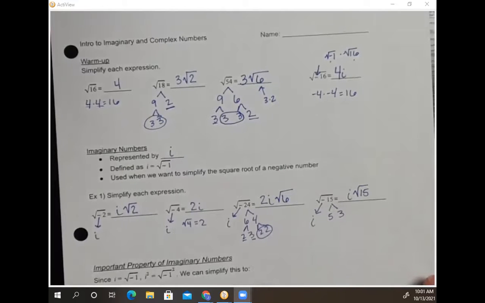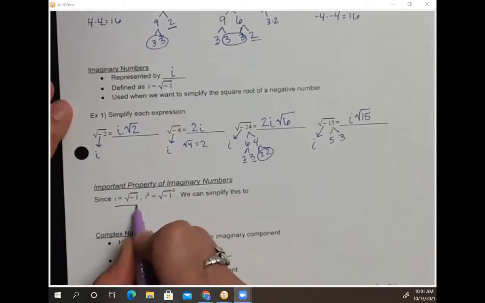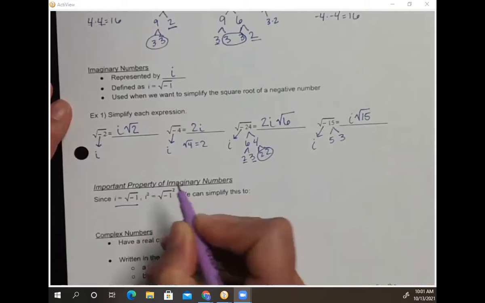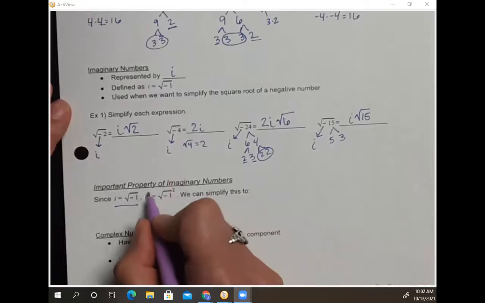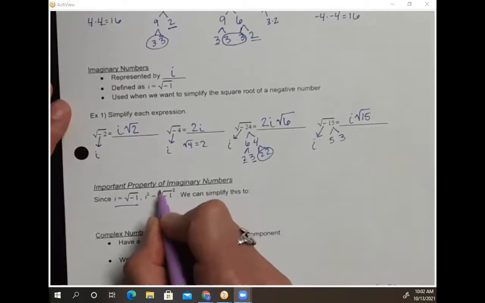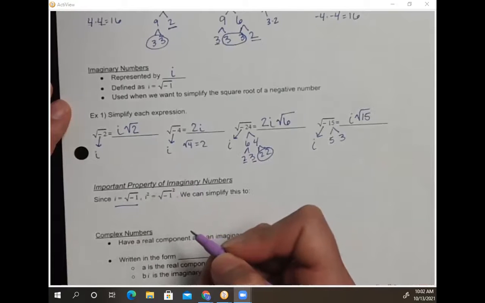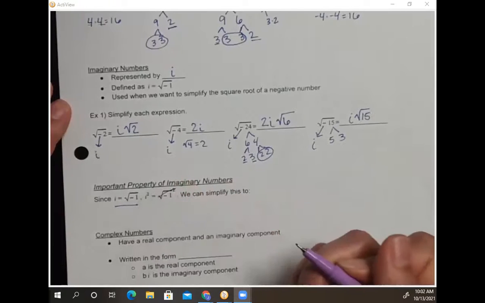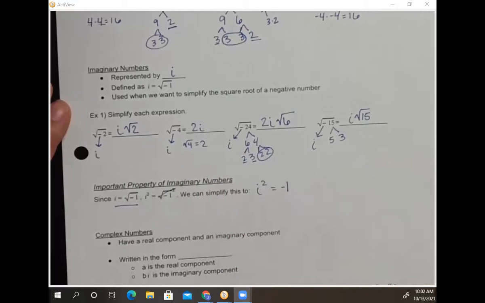There's one more big idea we need for i, and it's what happens when we square i. Remember that we just defined i to be the square root of -1. So if we have i squared, which we will see on occasion when we do some distribution, remember that's like taking the square root of -1 squared. What happens when I square a square root? Yeah, they sort of undo each other. And so i squared is just equal to -1. That will be important for some of our simplifying. i squared is equal to -1.